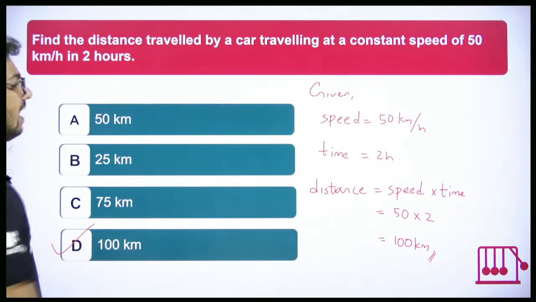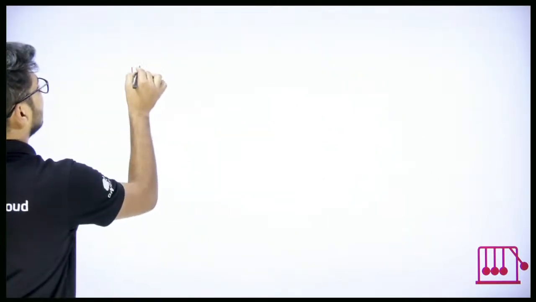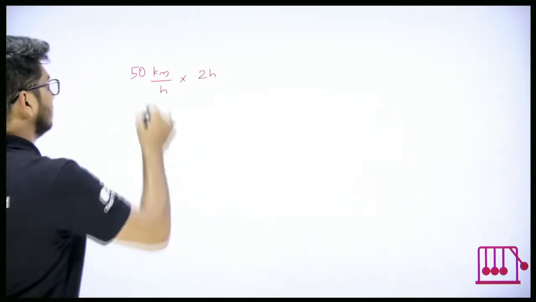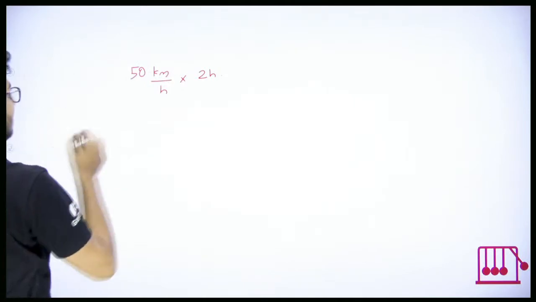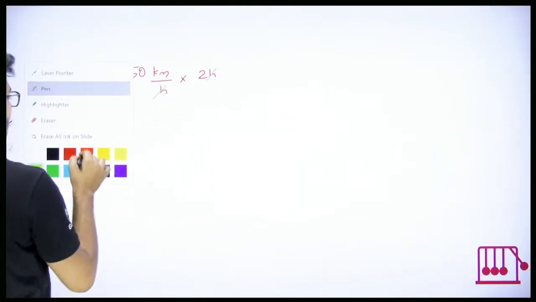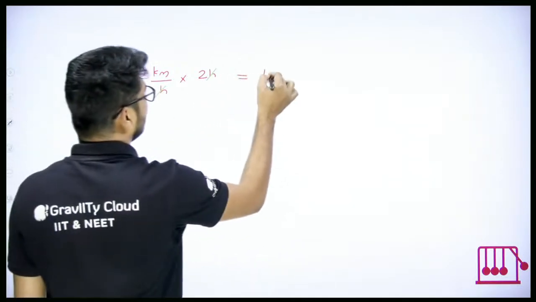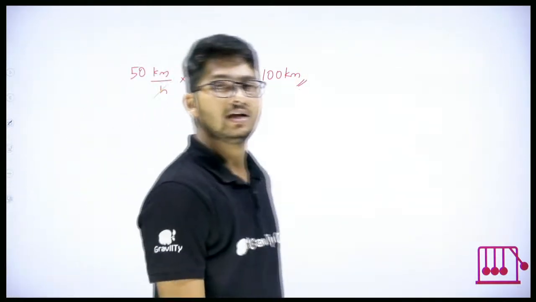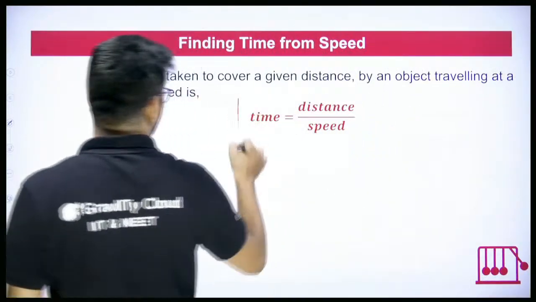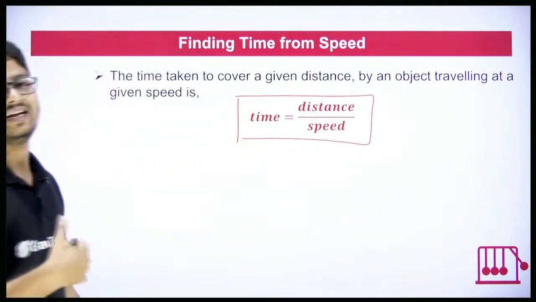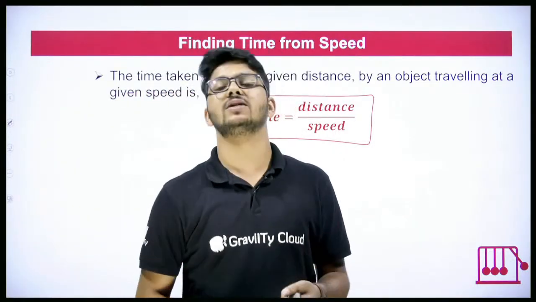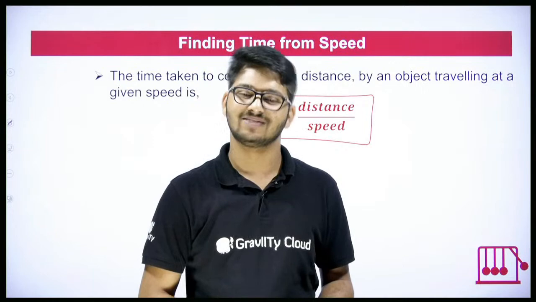Option D. In fact, you need not be worried about the units, because when I write 50 kilometers per hour into 2 hours, the hours cancel. So only kilometers is remaining. We will write 100 kilometers. Clear? Similarly, we also have a formula for time. Time is equal to distance by speed. So you have a formula for speed, for distance, and for time. Is that clear?